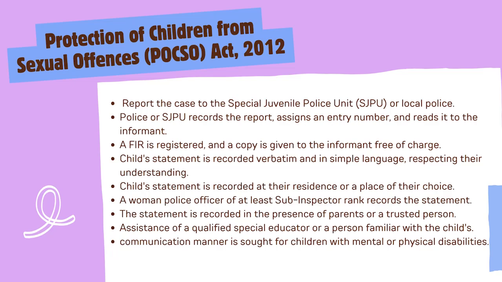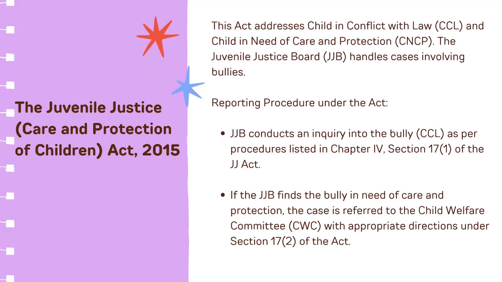mental or physical disabilities. The Juvenile Justice Care and Protection of Children Act 2015. This act addresses child in conflict with law and child in need of care and protection. The Juvenile Justice Board handles cases involving bullies. Reporting procedure under the Act. JJB conducts an inquiry into the bully as per procedures listed in Chapter 4, Section 17(1) of the JJ Act. If the JJB finds the bully in need of care and protection, the case is referred to the Child Welfare Committee with appropriate directions under Section 17(2) of the Act.